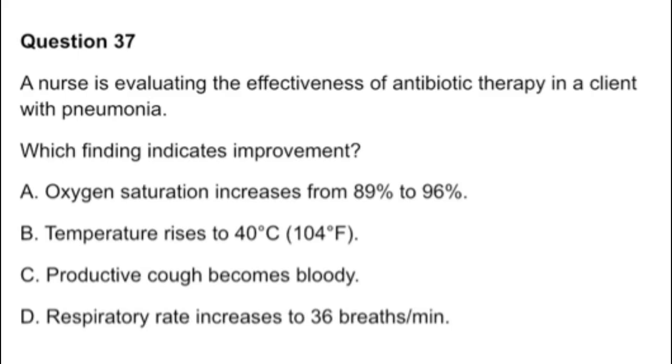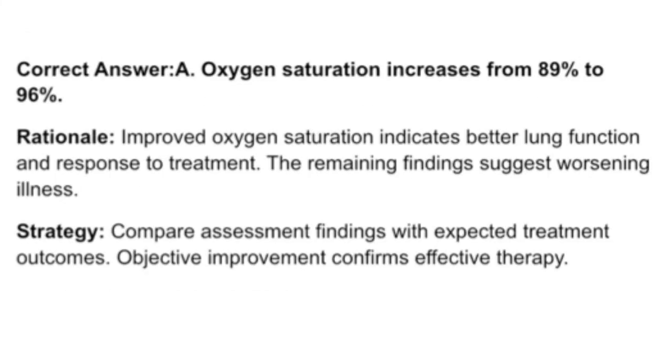Question 37. A nurse is evaluating the effectiveness of antibiotic therapy in a client with pneumonia. Which finding indicates improvement? A. Oxygen saturation increases from 89% to 96%. B. Temperature rises to 40 degrees Celsius, 104 degrees Fahrenheit. C. Productive cough becomes bloody. D. Respiratory rate increases to 36 breaths/min. Correct answer. A. Oxygen saturation increases from 89% to 96%.